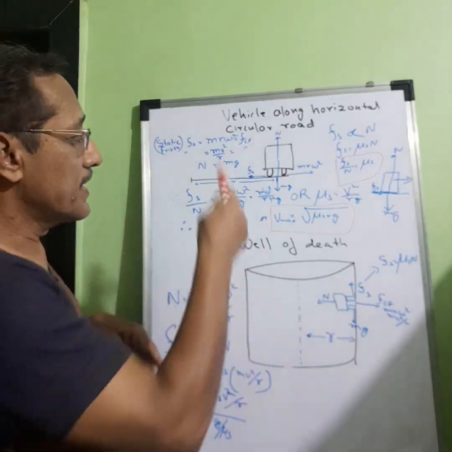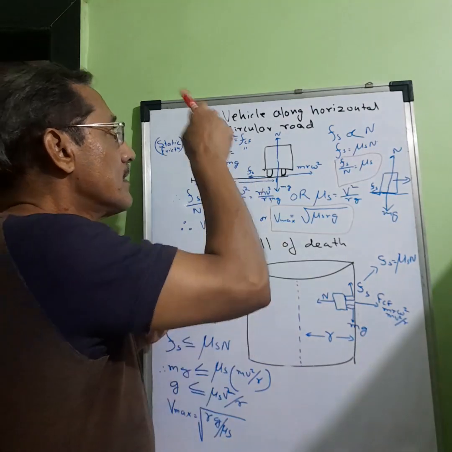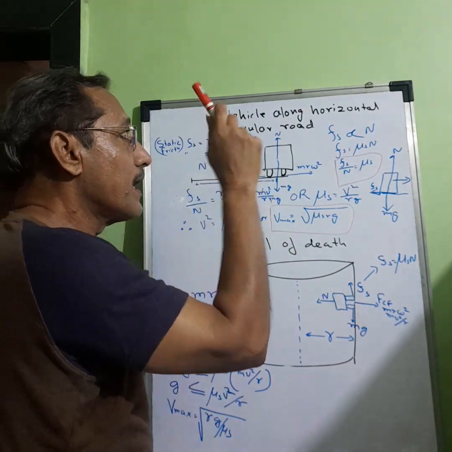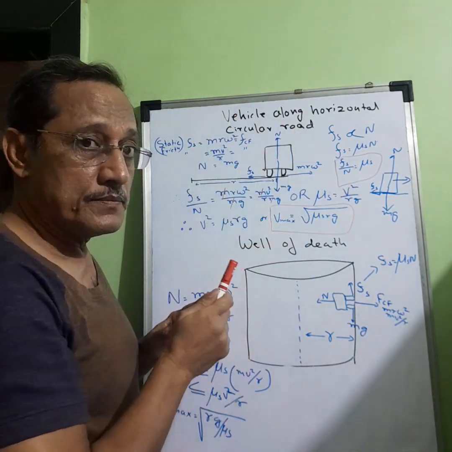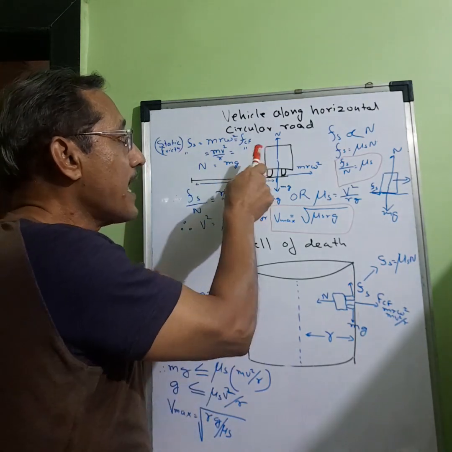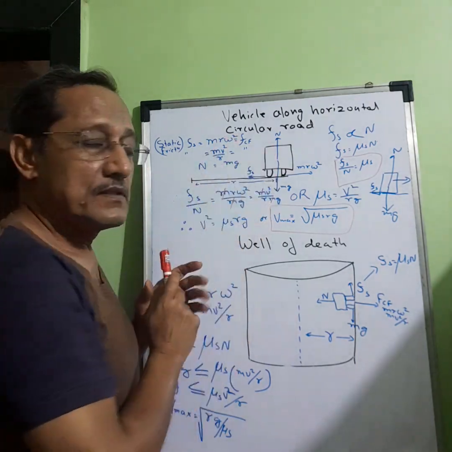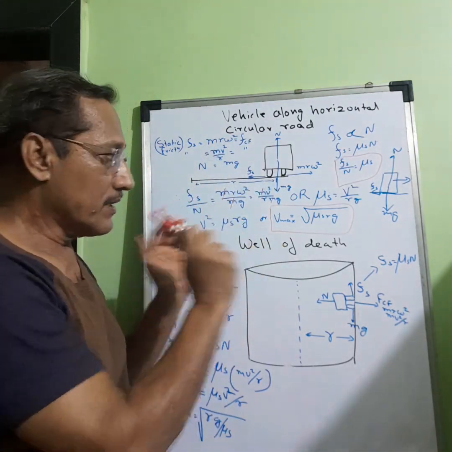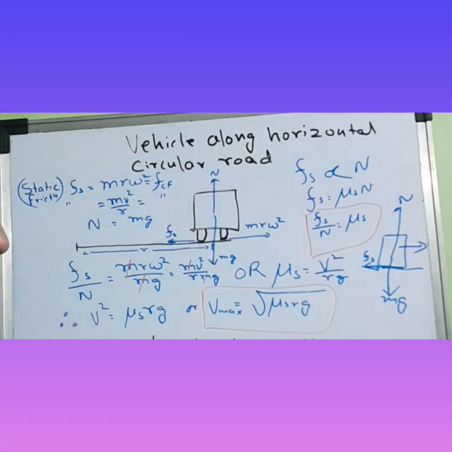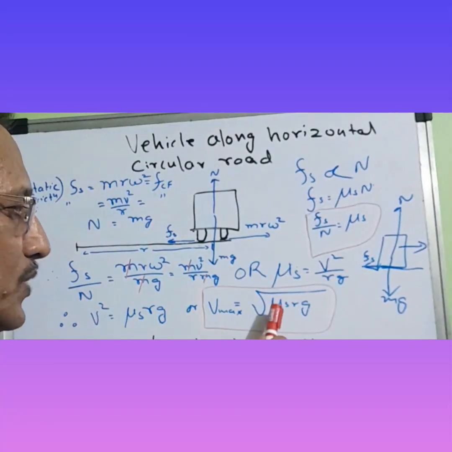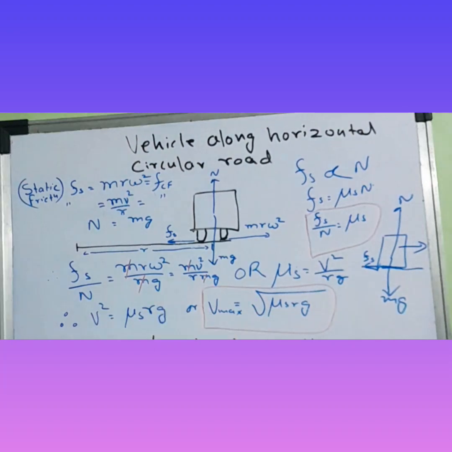Okay guys, we understood the situation when the vehicle was moving along a horizontal circular road. Here I forgot to mention one thing. M was the mass of the vehicle. Whenever we were trying to compare parameters of Vmax with µs and g, R was kept constant.